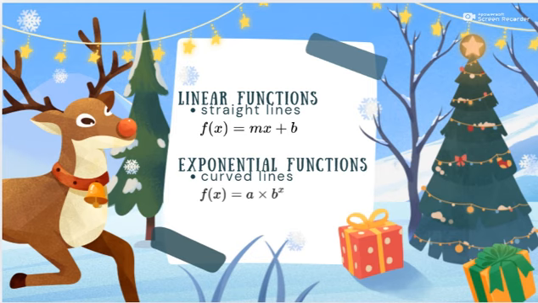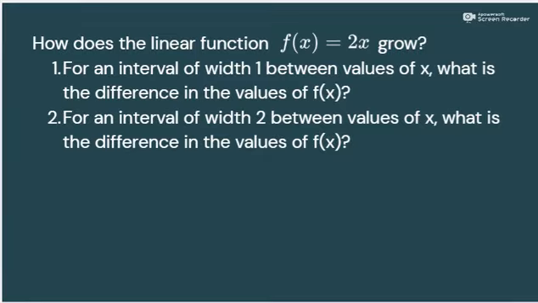Linear functions are straight lines with the formula f of x equals mx plus b, and exponential functions are curved lines with the formula f of x equals a times b raised to the power of x. So how far does the linear function f of x equals 2x grow? For an interval of width 1 between values of x, what is the difference in the values of f of x? And for an interval of width 2? We're going to do this together.